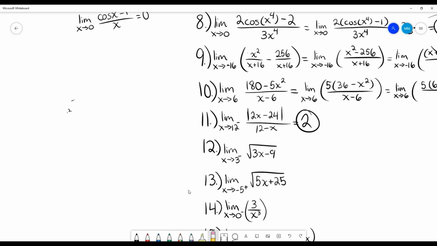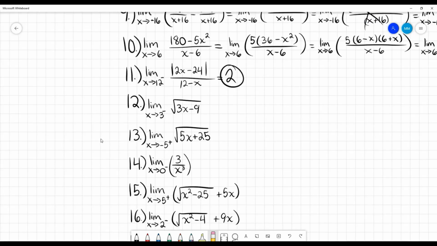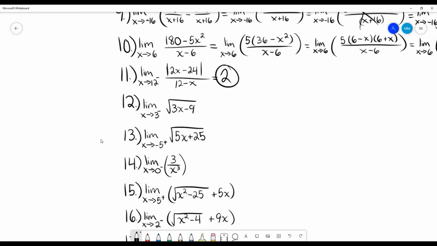All right, let's try our next one. This time, we've got a radical. So we've got a square root. And this time it wants the limit of this function as x approaches 3 from the left. And so we see that when we plug in that 3, we're going to get the square root of 0, which is just 0. And that very well could be our limit, but let's double check because we want to approach it from the left. So let's see what happens.